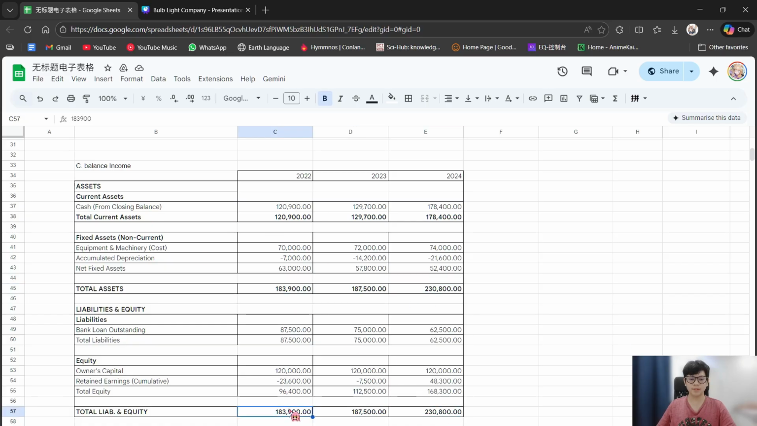It is always balanced. So let's talk about our company in 2022. In 2022, we earned 1,200.